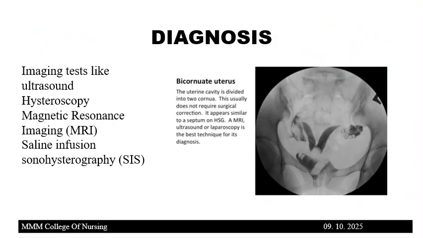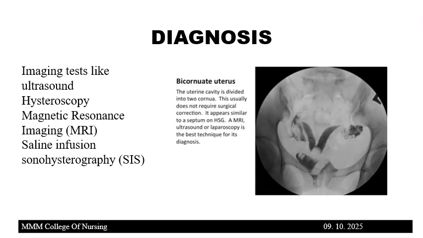So we'll move on to the diagnosis. How are we going to diagnose a woman having abnormal uterine development? That is based on the imaging tests. Imaging tests like ultrasound and hysteroscopy, MRI, magnetic resonance imaging, saline infusion sonohysterography. So the last one is shown in the picture here, that is sonohysterography.